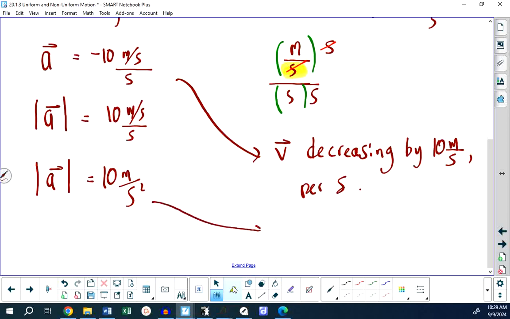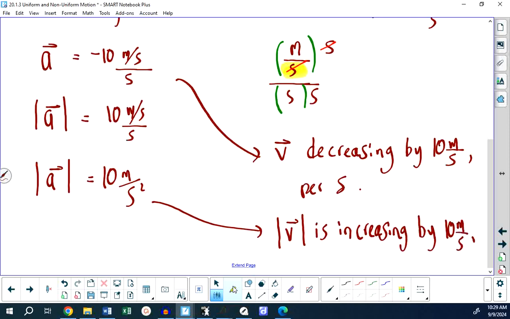What would this tell us? It would tell us the speed is increasing by 10 meters per second, because it's positive 10, and it's not referring to velocity change because it's the magnitude. By the way, the acceleration due to gravity in Alberta here is about negative 9.8. Any questions with warm-up number 1?